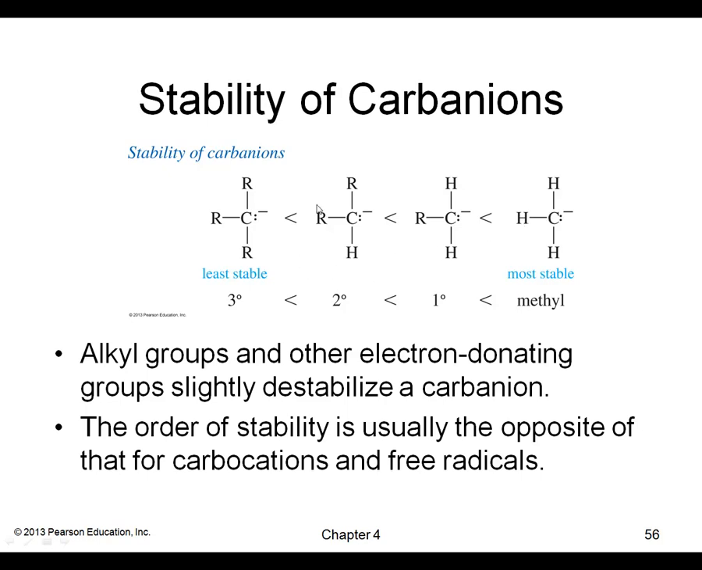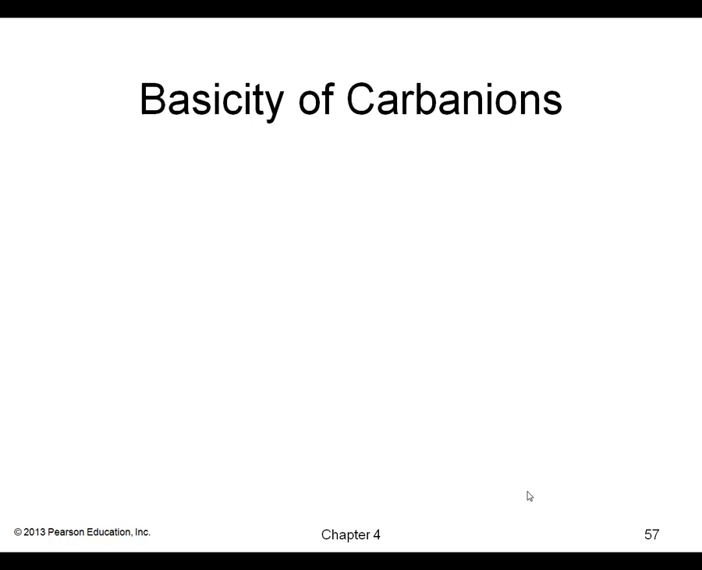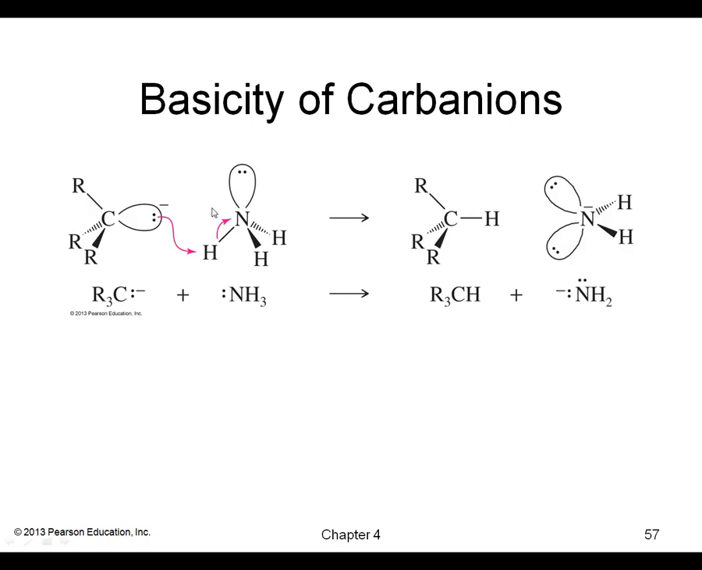The stability order of carbanions is the exact opposite of carbocations and radicals. So the less substituted carbon is most stable, and the most substituted is least stable. Okay? So this order is the opposite of carbocations and radicals. Basicity, okay, so again that carbon can act as a base.